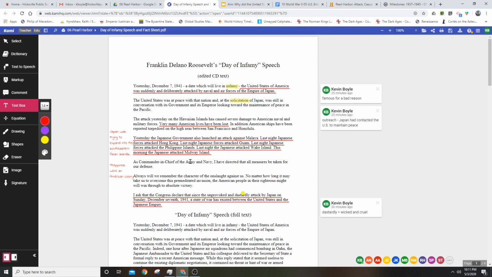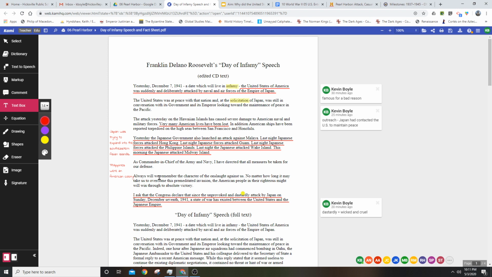"As Commander-in-Chief of the Army and Navy," that's the President, "I have directed that all measures be taken for our defense." So this is an important part of the speech as well. The United States isn't being aggressive. Roosevelt is saying what the United States does next is done in the United States' defense. It's doing this to protect the United States.